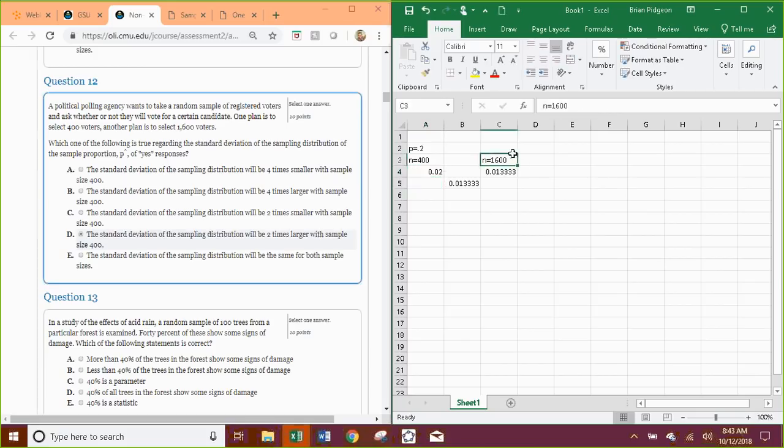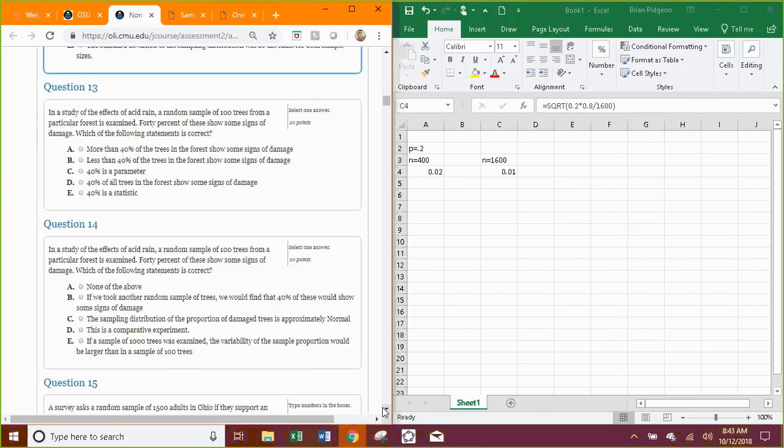So, 400, and then 1600. 0.01. Don't worry about it. So when the sample size is 400, our fake data has a standard deviation of 0.02. When the sample size is 1600, it's 0.01. It's 2 times larger.